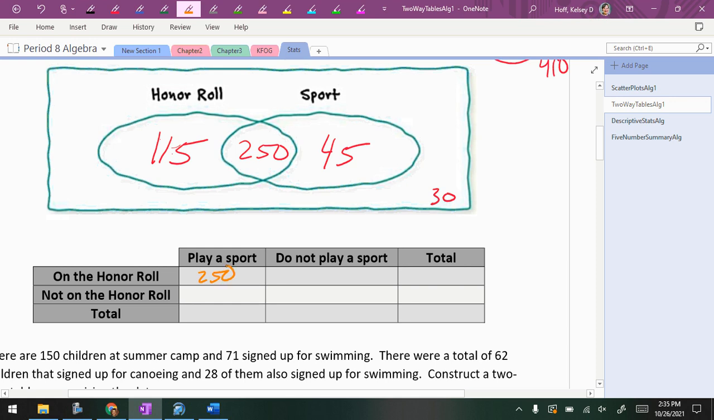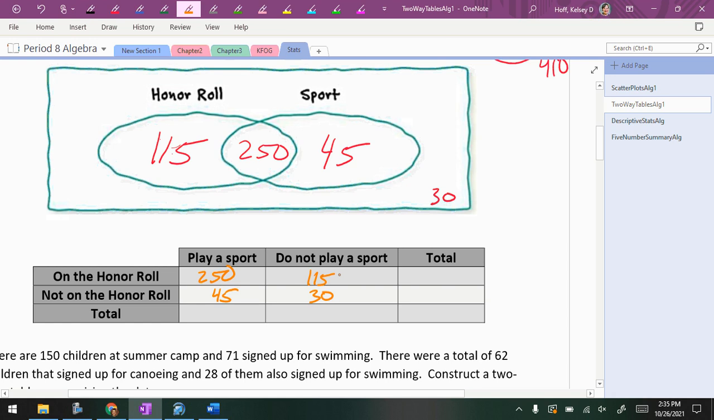250. 250? Agree or disagree, everyone? Agree. Okay. And then go one below that, and that's if they just play sport. Okay. That's 45. Then we'll go over. So not on the honor roll and not play sport. Now 30. Okay. And then on the honor roll but don't play sport is 150. Thoughts? Do you like his placements?